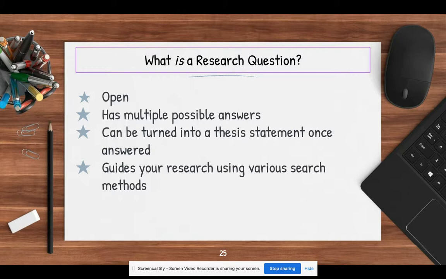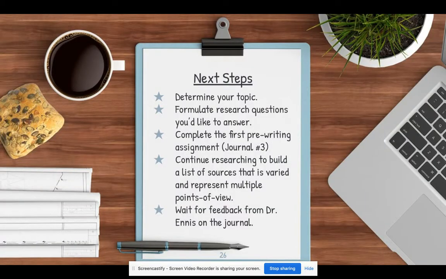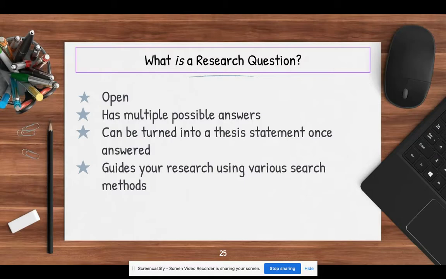So just keep in mind that it needs to be more than a level 1, what is blah, blah, blah. Okay, it has to be something that you can actually find multiple perspectives on. So here's what you're going to do. Determine your topic. You probably already know it. So then you're going to have to figure out some research questions you'd like to answer. And you're going to try to meet the criteria that I just showed you here.